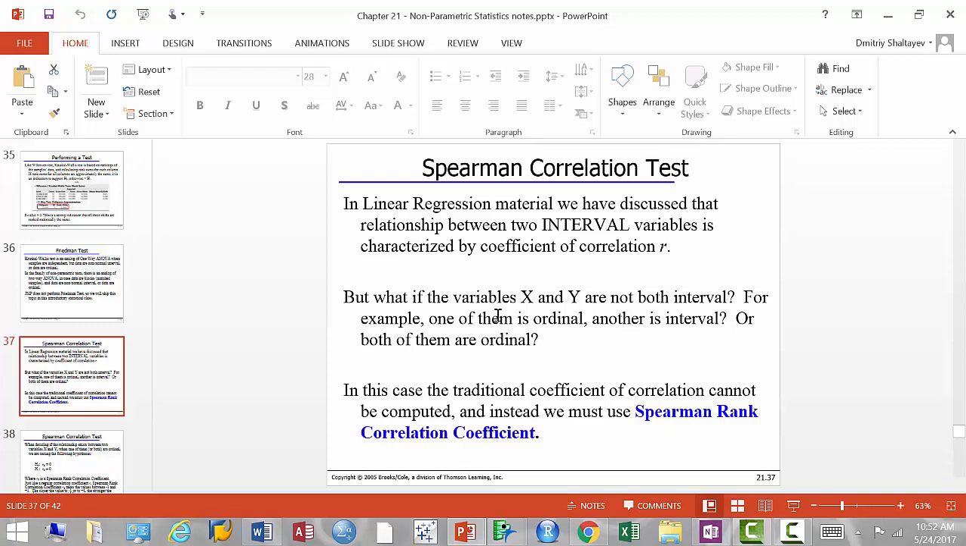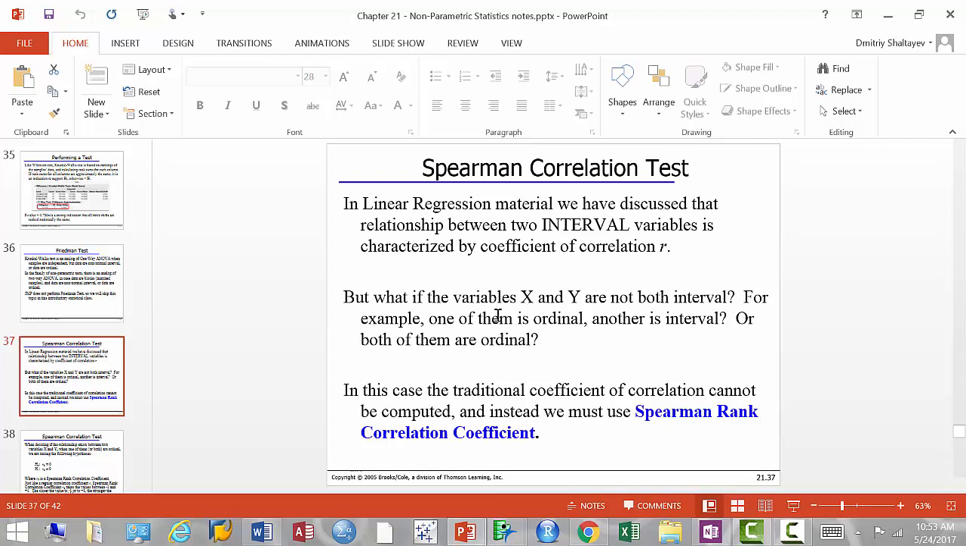Let me start with simple linear regression. Remember when we discussed simple linear regression, we started our discussion with the correlation coefficient. We said simple linear regression is really about the relationship between variable x and some other variable y, and we used interval, numerical variables for both x and y. In class we discussed an example where you predict the price of a car based on the mileage of the car. Price is a continuous variable and the mileage is a continuous variable.